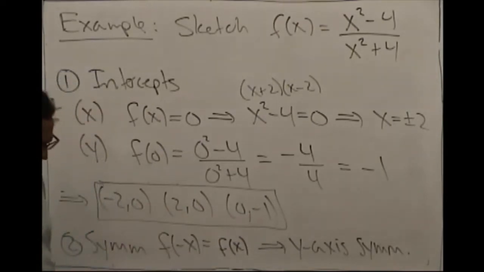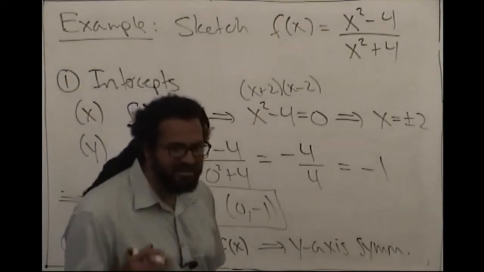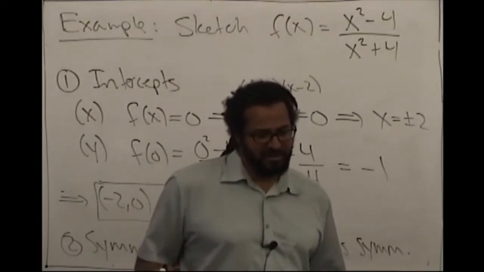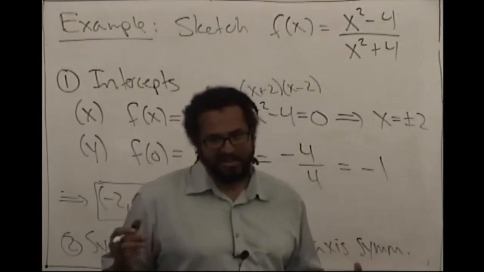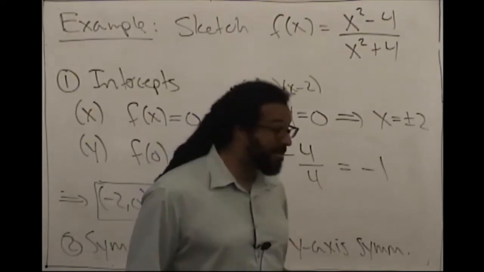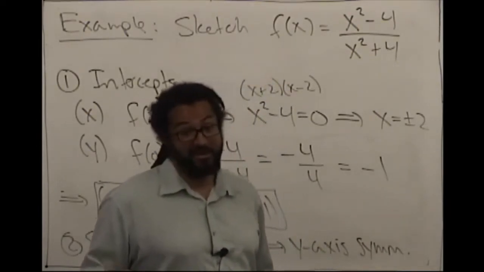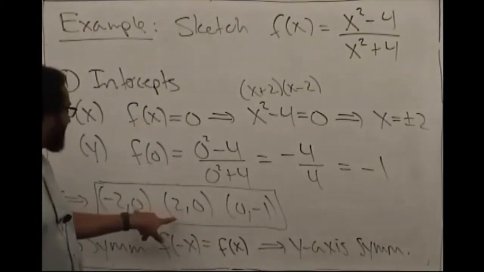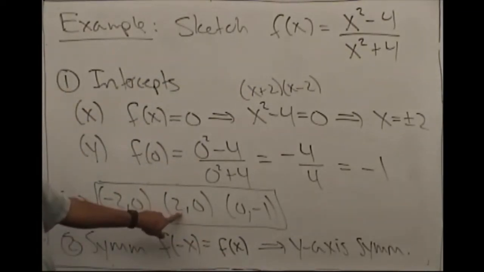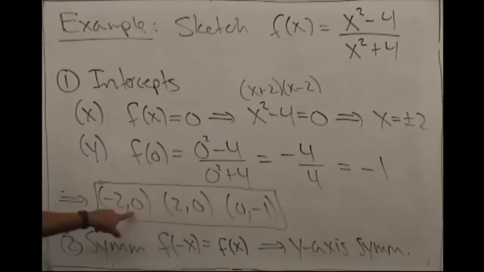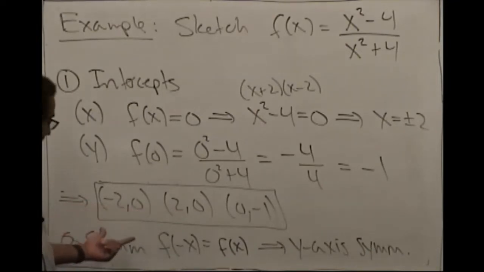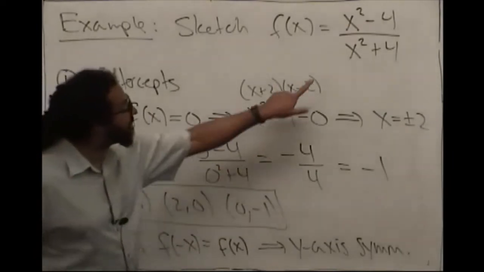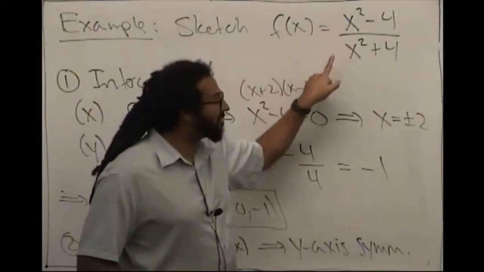And then if you can, check symmetry, because if the function has symmetry, that can save you some work. In fact, it might be a good idea to check the symmetry very first thing, because then we would know that if (2, 0) is on the graph, then (negative 2, 0) is also on the graph. Anyway, to check for symmetry, always plug negative x in everywhere you see an x.